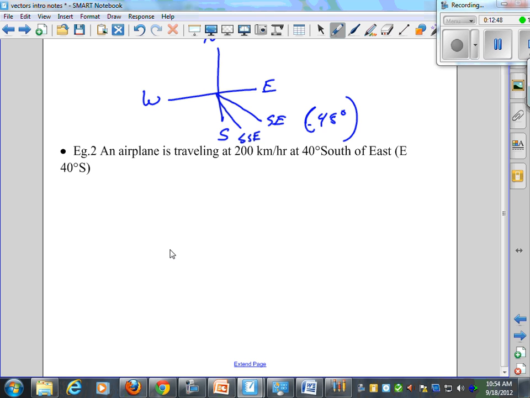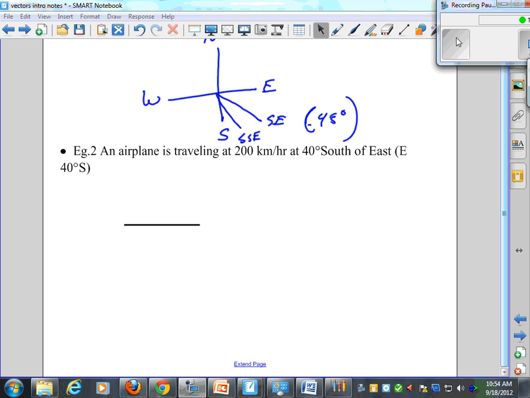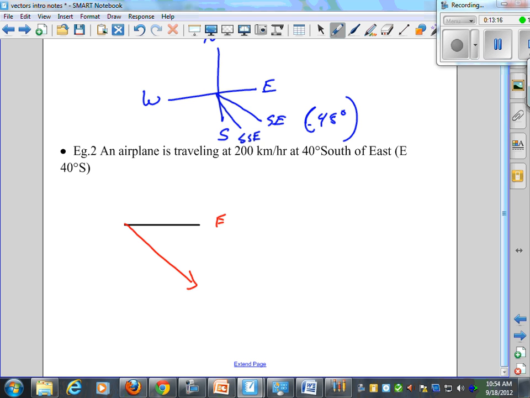All right, so how am I going to draw 200 kilometers an hour at 40 degrees south of east? Well, this is what that means. South of east. The first thing I'm going to draw is east. East, very good, Larissa. I'm going to go east. Okay, so I've drawn east. Now I want to go south of east, and so my line is going to be like that. That is south of east. That's exactly what you just wrote.